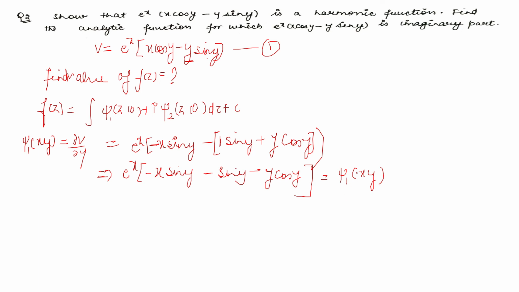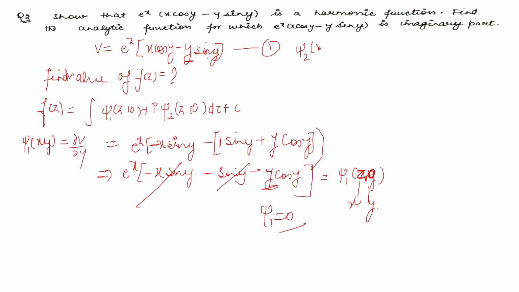Now what is the value of psi 1 z comma 0? Putting x as z and y as 0. If you put y as 0, sin y is 0, and here y is 0, so this is 0, so psi 1 is 0. Now you have to find the value of psi 2.